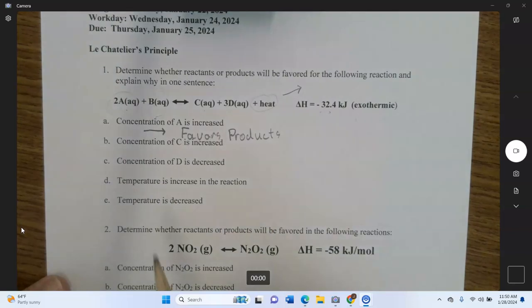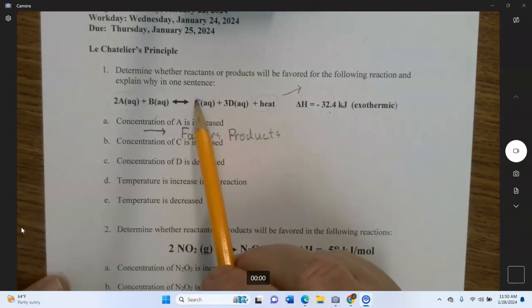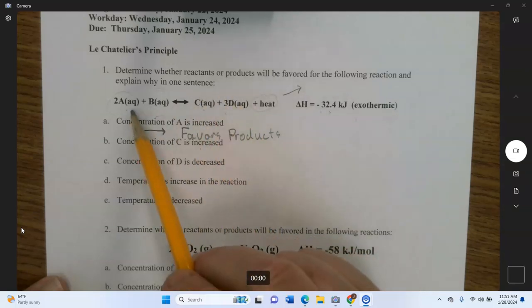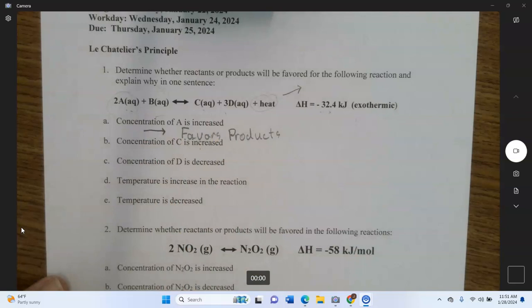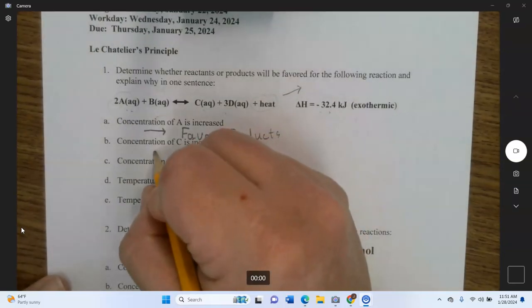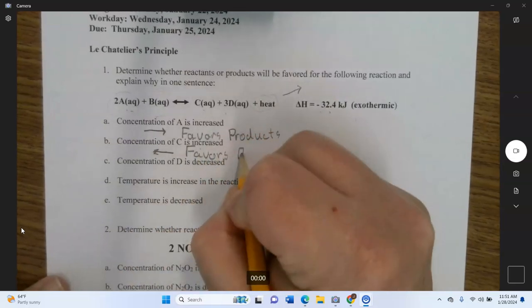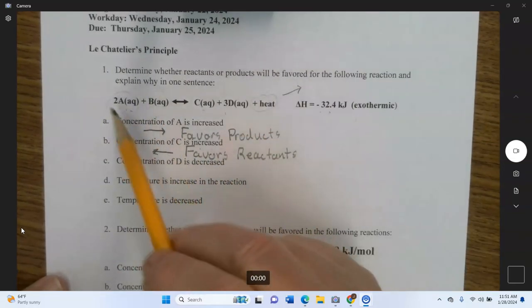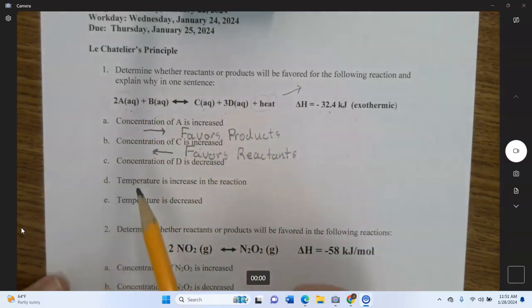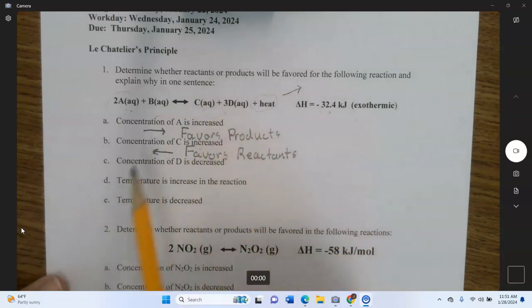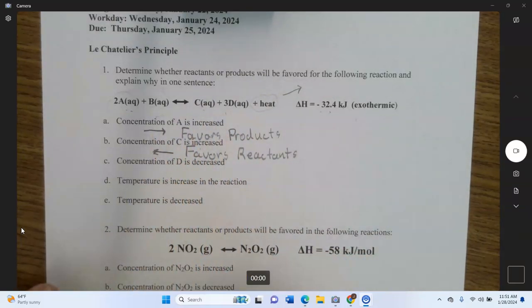Okay. Next, the concentration of C is increased. Here's C on the product side, so that's making this room more crowded, so it wants to move back. The people want to move to the less crowded room, so they're going to move backwards. So that's an arrow to the left, and that favors reactants. Now, you don't have to have both of the reactants increase in order for it to flow to the right, just one of them. Same with product. You don't have to have both of them increase to flow to the left, just one of them.